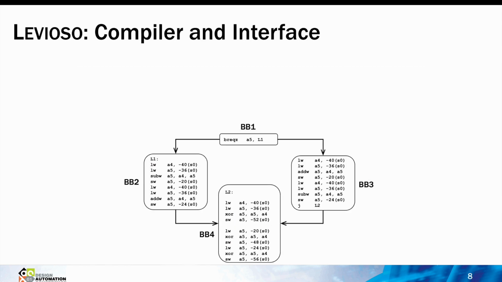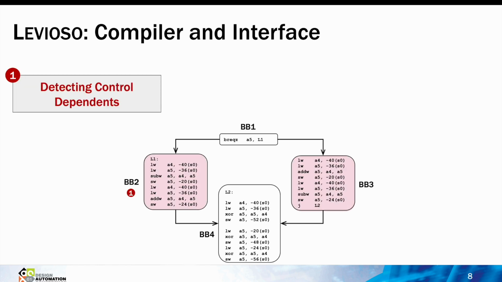Levioso's compiler consists of 3 steps to detect the true dependence of each conditional branch. First, we detect the control dependence, and this includes all the instructions that can possibly execute between the branch and its reconvergence point. Note that the branch reconvergence point is the point in the program that the control will eventually reach regardless of the branch outcome.